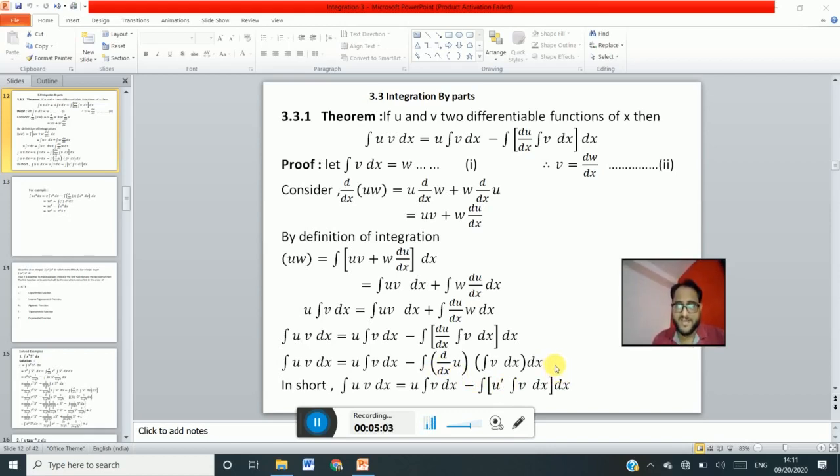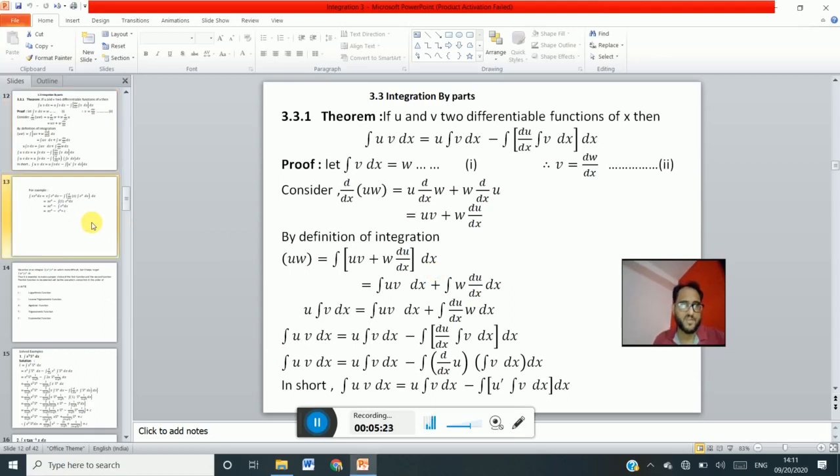Try to understand and practice writing down this theorem, because some confusions are there, but it is very easy. This is asked in the examination for 3 marks, and if it is asked with 4 marks, then one of the examples along with this is asked in the examination like this.